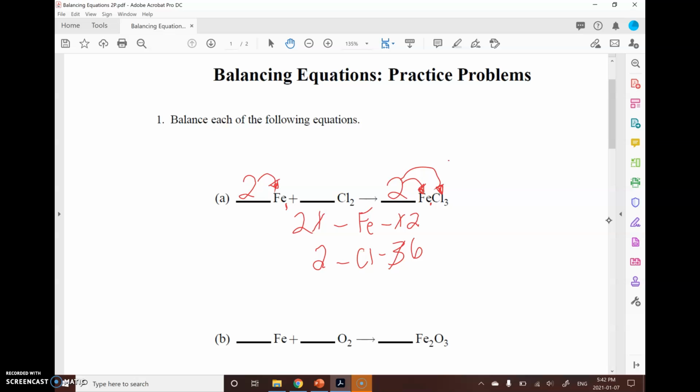Now I need a number right here so that I can have 6 chlorines. I already have a 2 here, so I need to put a number here that is going to multiply to 6, and that's going to be 3. 3 times 2 gives me 6 chlorines. Right, and you can see that I have 2 irons on this side and 2 irons on that side, and I have 6 and 6, so I'm done now. So let's move on to the next one.